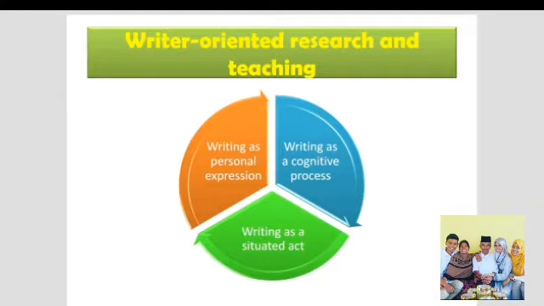Less a single theory than several lines of inquiry, this research incorporates the writer's prior experience and the impact of the immediate local context on writing and has had an important influence on both the ways we see writing and how it might be studied.